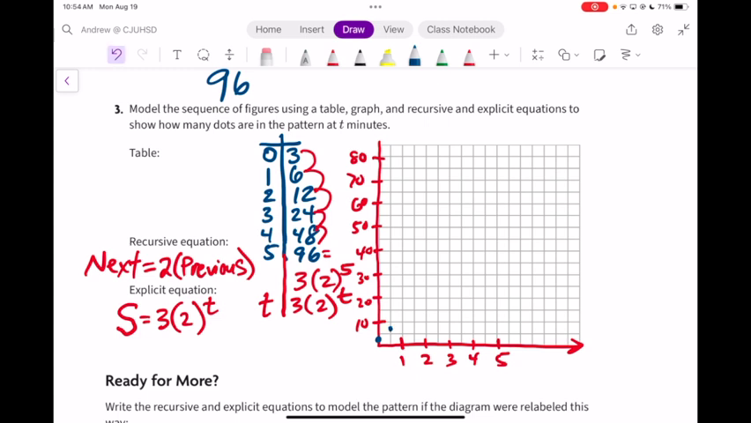Oops, I put that in the wrong place, didn't I? 1, 6. 2, 12. And then it really takes off. 3, 24. 4, 48. And 5, 96. So is that a straight line? No, it's not. So remember that. When you have this multiplying pattern, you do not get a straight line in the graph.